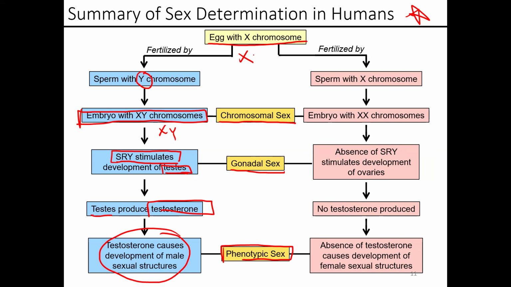And then if the sperm is contributing an X chromosome right here, you can see we now have the absence of that SRY. So we have our XX chromosomes, and because we're missing this SRY, they're going to start to develop ovaries. Ovaries do not produce testosterone, so there is no testosterone. Instead, they're going to be producing estrogen. So because of that absence of testosterone, this is what's going to cause the development of female sexual structures.